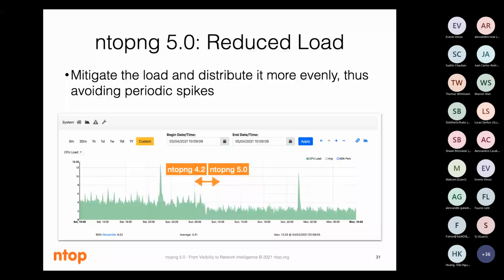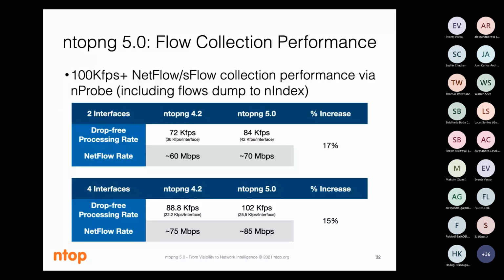There is also news when it comes to flow collection, because many of our users use ntopng in combination with nprobe to collect NetFlow and sFlow data from their routers and switches. So this new release of ntopng brings the capability to collect flows at a sustained rate of 100,000 flows per second.